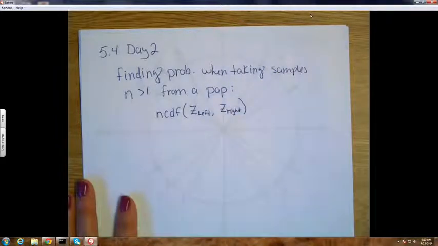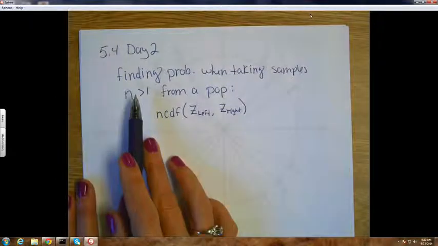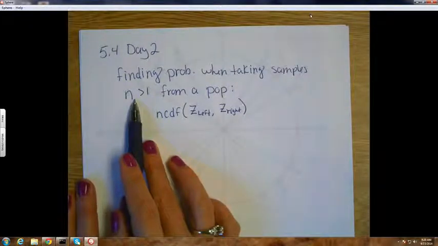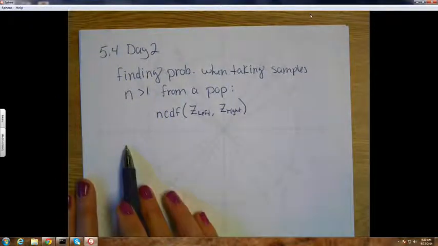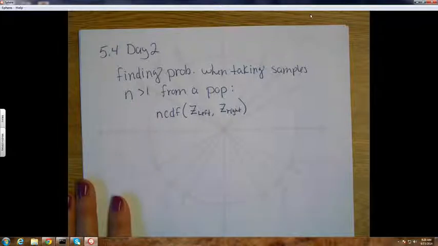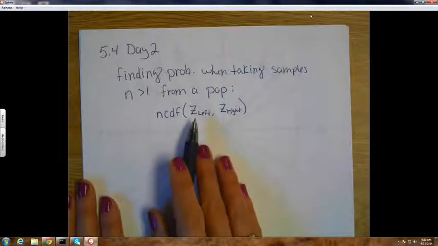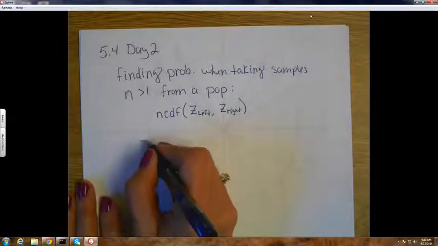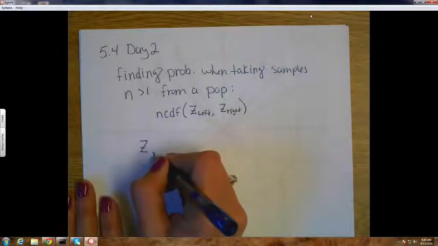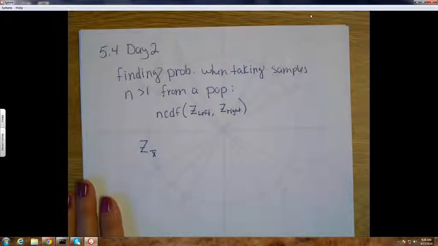Now, if we're taking samples greater than 1, remember that if the population was not normally distributed, we had to have samples of at least what magic number? 30. If it was from a normal population, we could be under 30, but the standard deviation changed. So we need a formula to change our sample mean into a z-score.